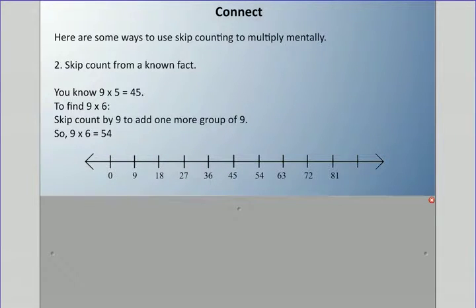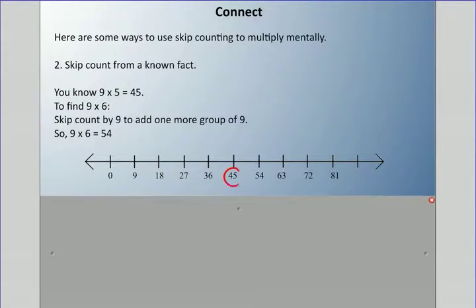Another strategy we could use is skip counting from a known fact. If we know 9 times 5 is 45, and a lot of you know your 5 times table is easy to count by 5s, but maybe you need to find out 9 times 6. Well, you could use that information from 9 times 5 is 45 and just skip count another group of 9 to get to where you need to go.